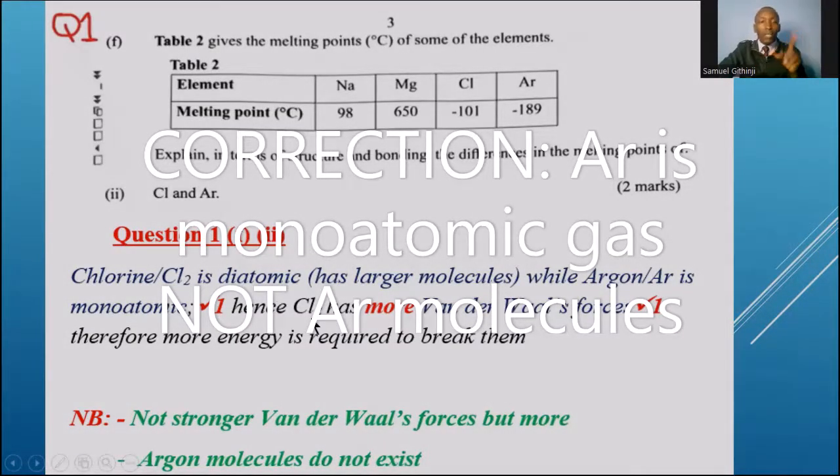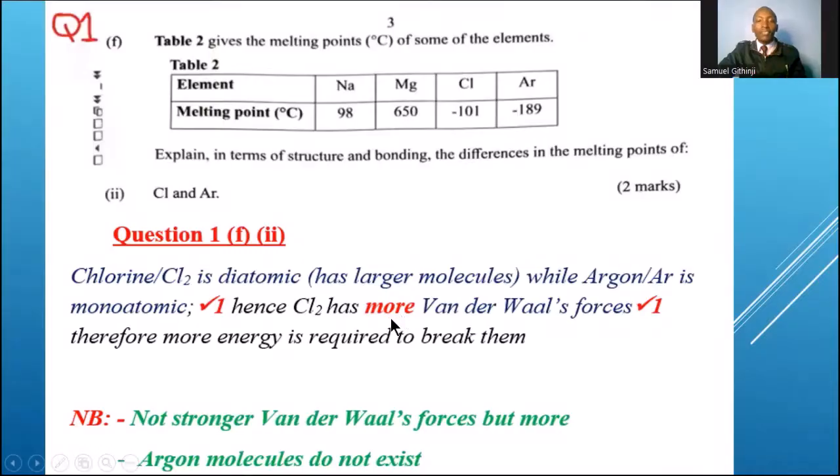That is what was being called for. Chlorine being diatomic, argon is monoatomic. And that means chlorine has more van der Waals forces, not stronger. It has more van der Waals forces than argon, which is monoatomic. So what exactly do we say? If you think about the chlorine molecule, it has 2 nuclear centers. Remember, the origin of the van der Waals forces are the nuclear centers and the electron clouds of the other molecule. So there will be more van der Waals forces in chlorine than in argon, which has only 1 nuclear center. So remember, chlorine diatomic, argon monoatomic.